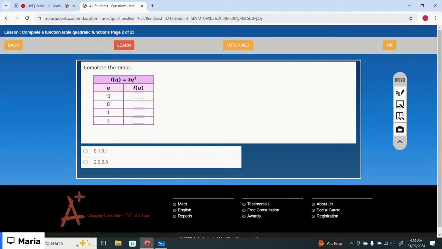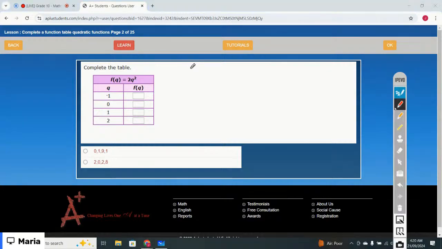Okay, so you are given the function 2q squared. You are given q equal to negative 1, 0, 1, and 2. So let's put the values into the function and calculate f of q. For q equals negative 1, that is 2 times negative 1 squared. Negative 1 squared is 1, and 1 times 2 is 2.